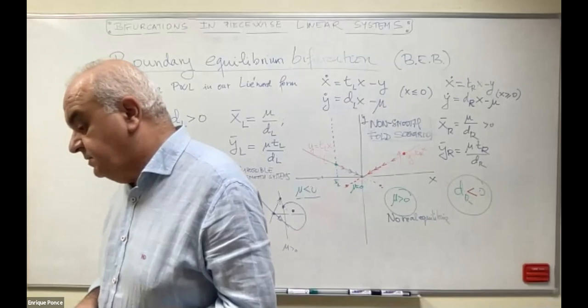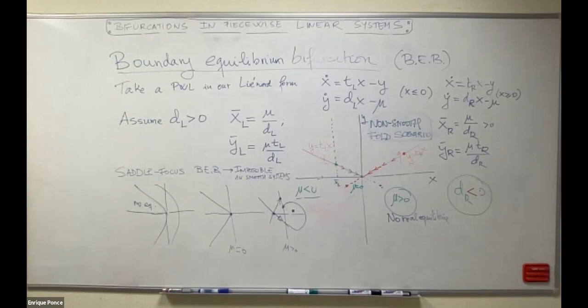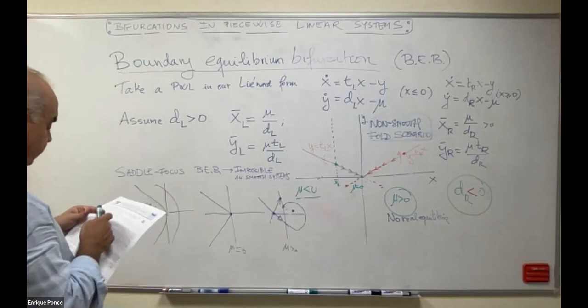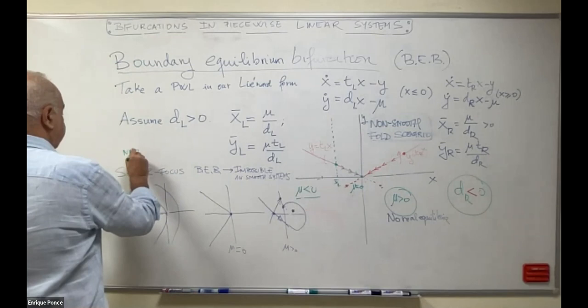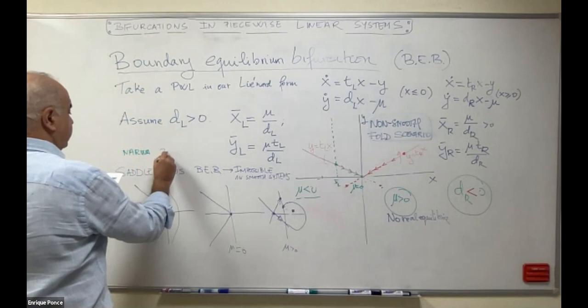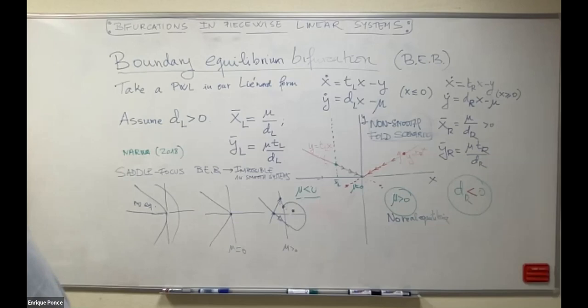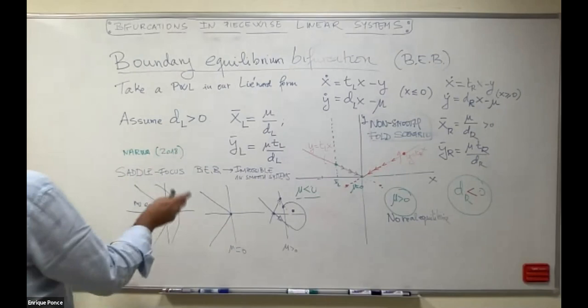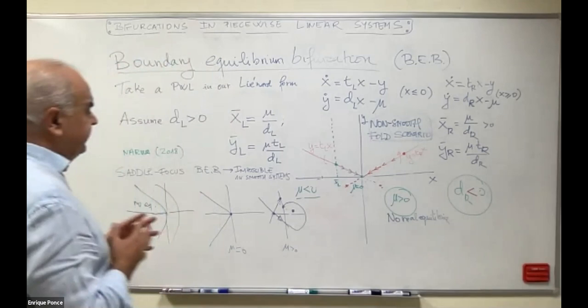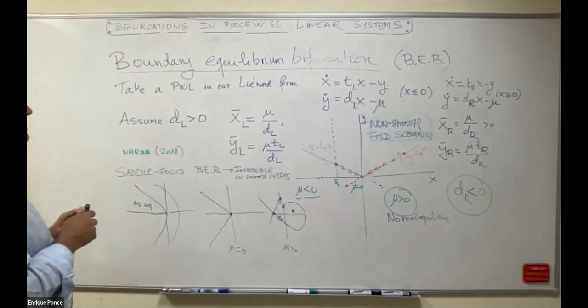Just to mention, if some people are interested in this, a reference is a paper by Javier Ros, Enrique Ponce, and myself in Nonlinear Analysis: Real World Applications, in the 2018 edition of that magazine. The title is "The Boundary Focus-Saddle Bifurcation in Planar Piecewise Linear Systems." So it's very easy to find on the web. Okay, so I said that in any case, these boundary equilibrium bifurcations can give rise to limit cycles.